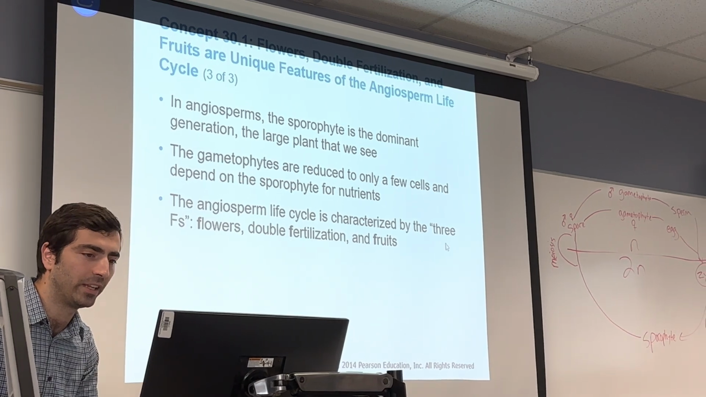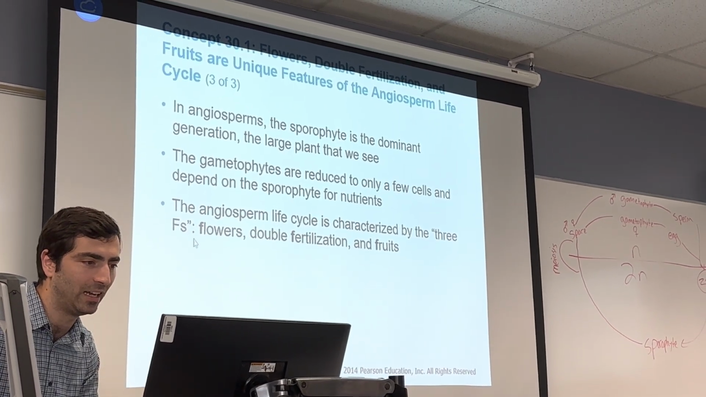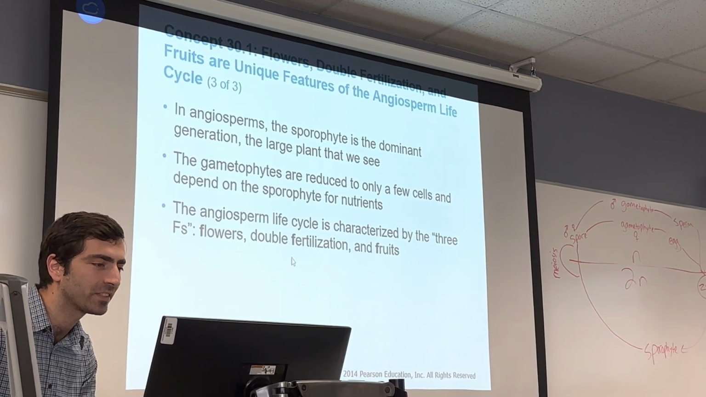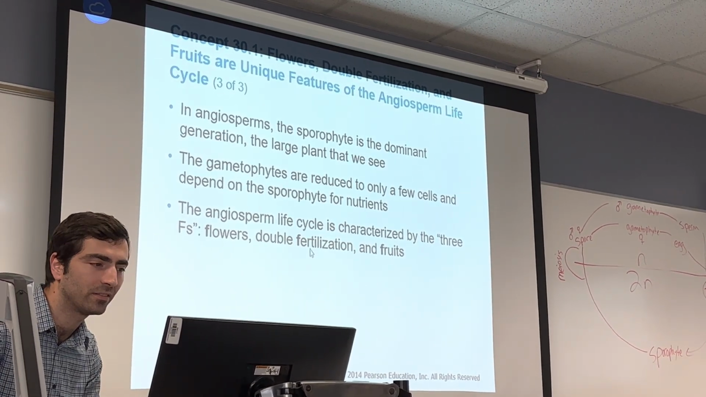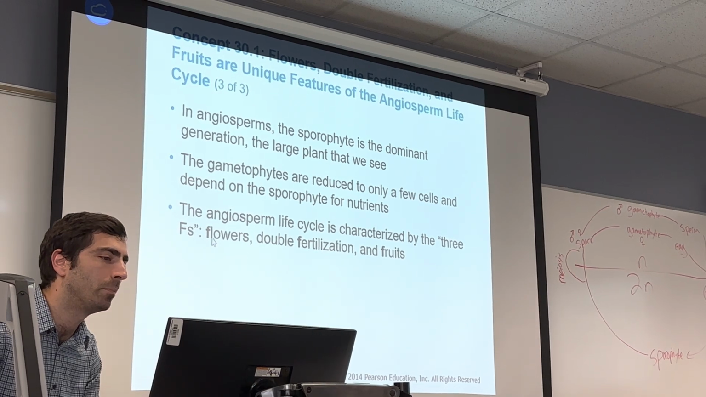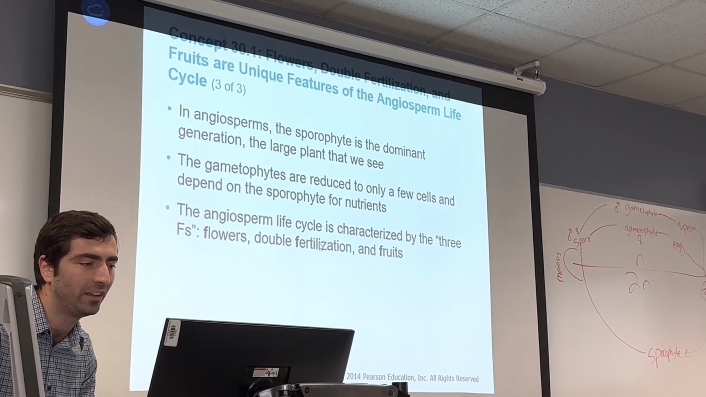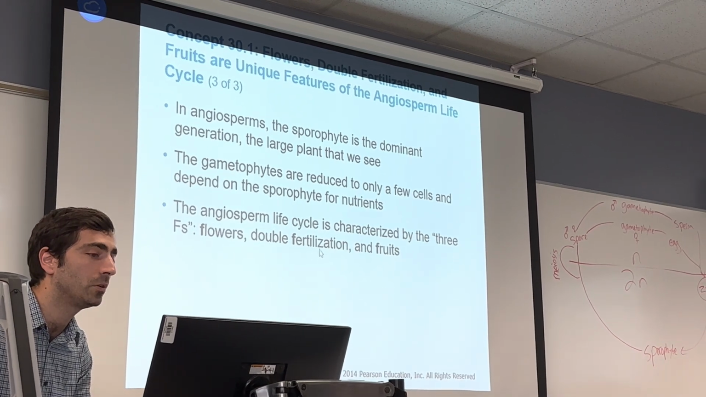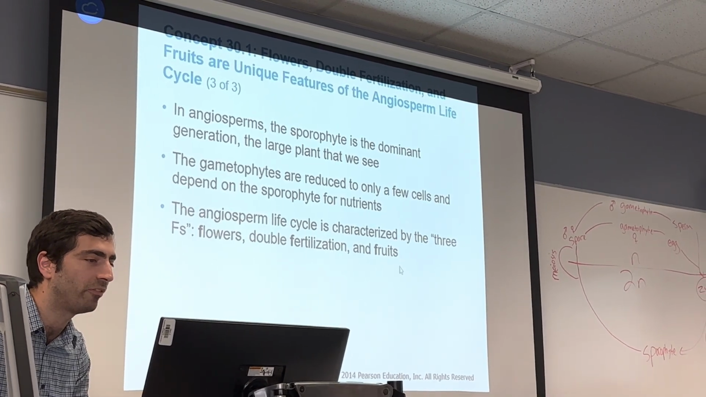Sometimes life cycles are described by 4 Fs in the animal kingdom, but in the plant kingdom, it's essentially 3 Fs, where we'll talk about really 2 of these more: flowers and double fertilization.